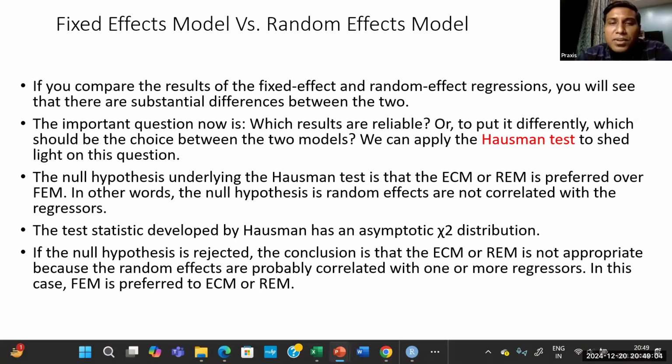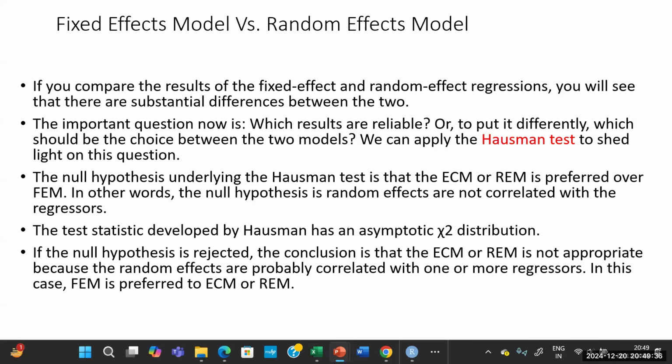The null hypothesis of the Hausman test is that the random effect model is preferred over the fixed effect model. Or in other words, the null hypothesis is that random effects are not correlated with the regressor. This is the null hypothesis. Now, without testing this, you can say that this hypothesis is going to be rejected. Yes or no? Apply common sense, right?